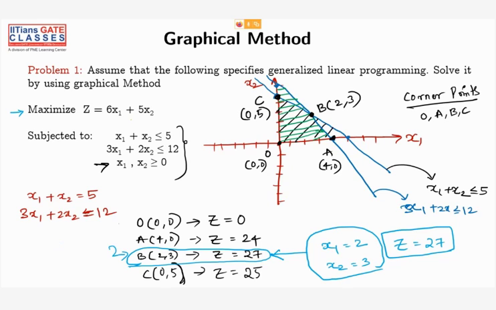If you plot this objective function, that is 6x1 plus 5x2 equals Z, let's start. The minimum value for this will be 0, obviously. It can't be negative because x1 and x2 are not negative, so the Z value will not be negative. The minimum value it can take is 0. So let me plot this equation, 6x1 plus 5x2. Let's say it is something like this.